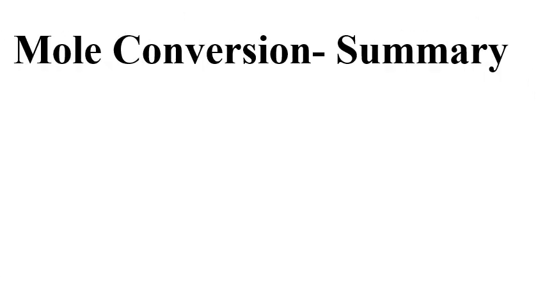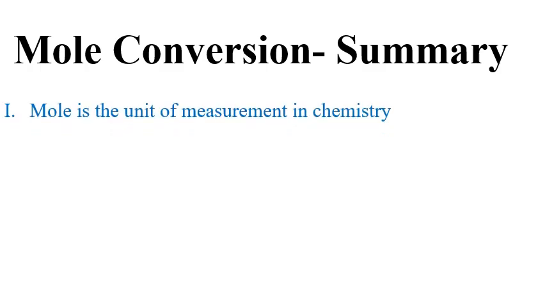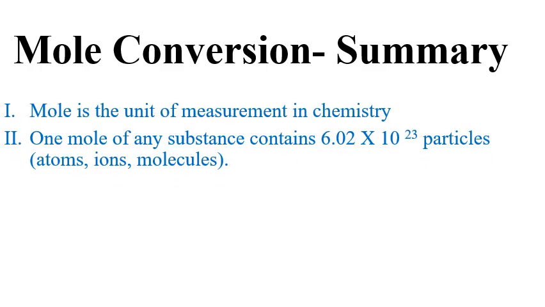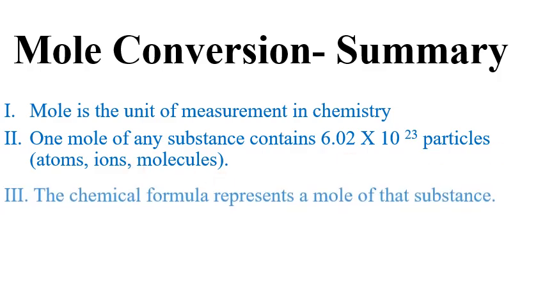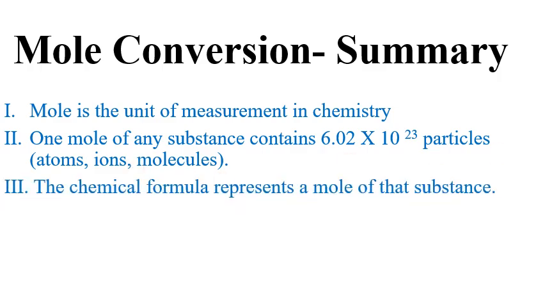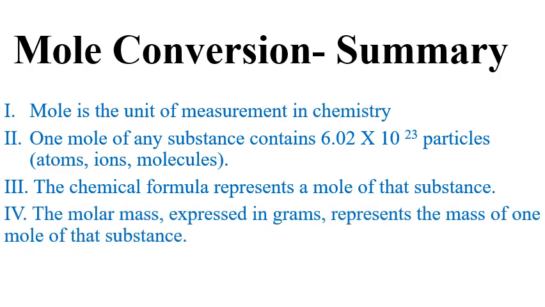So the mole conversion summary is: the mole is a unit of measurement in chemistry. 1 mole of any substance contains 6.02 times 10 to the power 23 particles. Particles can be atoms, ions, or molecules. The chemical formula represents a mole of that substance. The molar mass expressed in grams represents the mass of 1 mole of that substance.